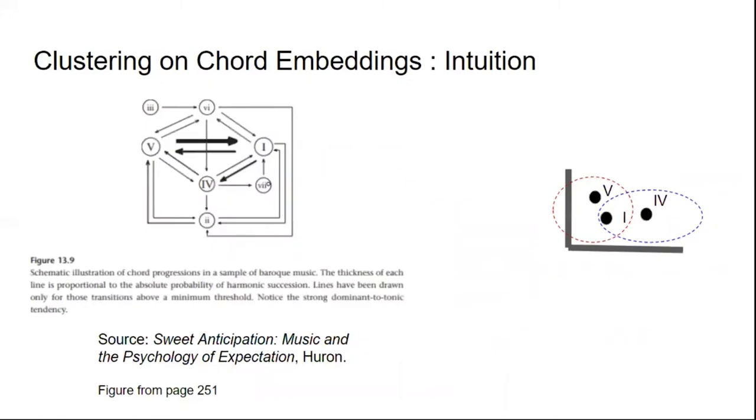We observe on the figure the probability of the chord progressions in a sample of Baroque music. The probability of chord progression is proportional to the thickness of the arrow connecting the two chords. For instance, here we will expect 5 and 1 to be clustered together in the embedding space. 4 will be closer to 1 since the arrows are thicker. Now we apply clustering to our set of data.